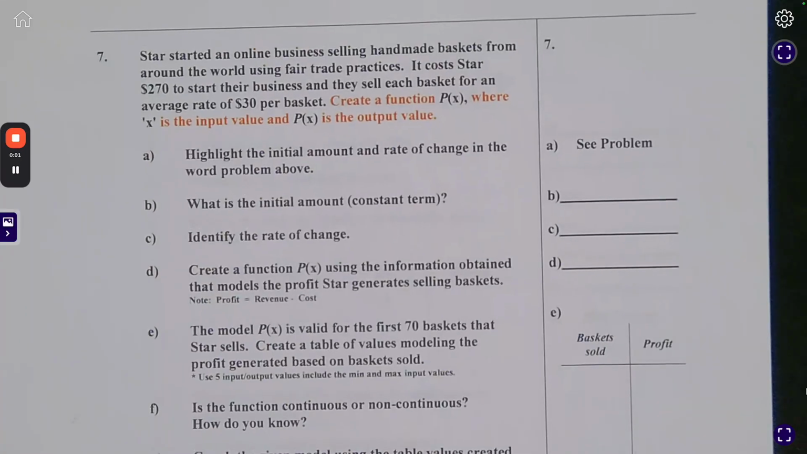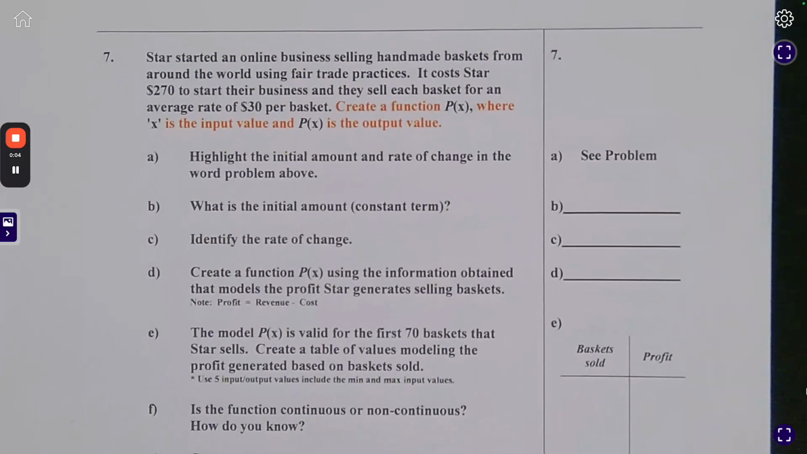All right, we're coming back with the next two problems. I think this is problem 7 and 8. Okay, that was a long worksheet, so I broke it up into 2 videos.